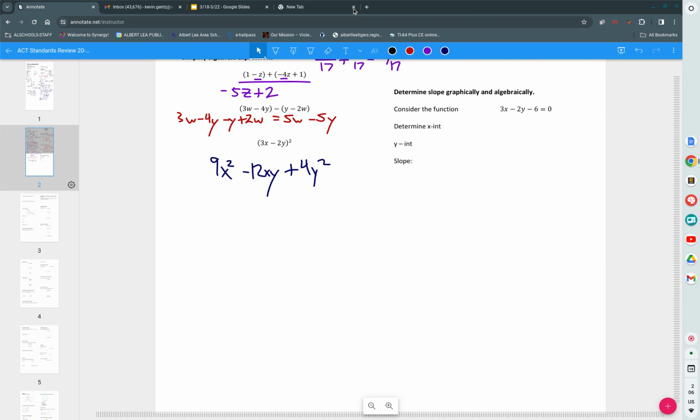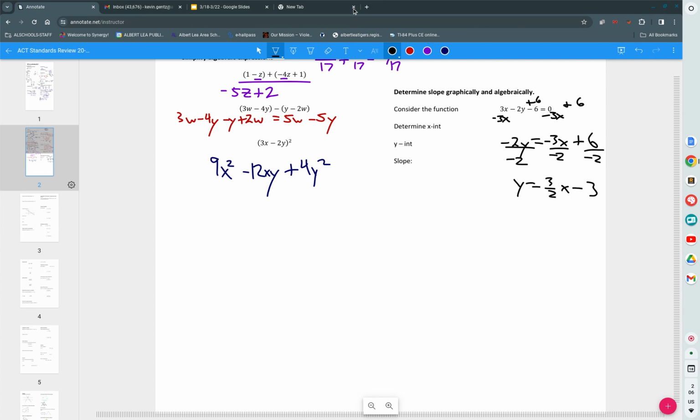Still in the algebra and functions realm, it says determine slope graphically and algebraically. So as you look at this problem right here, we want to find the slope and the y-intercept and the x-intercept. You should be able to solve for y. I'll subtract 3x from both sides. And I will add 6 to both sides. And notice I have a negative 2y, I have a negative 3x, and I have a positive 6. Now I choose to divide through by negative 2. And I have y is equal to 3/2 x minus 3.